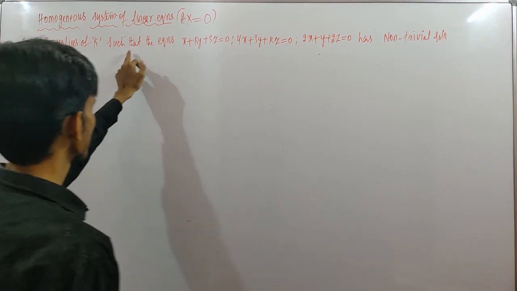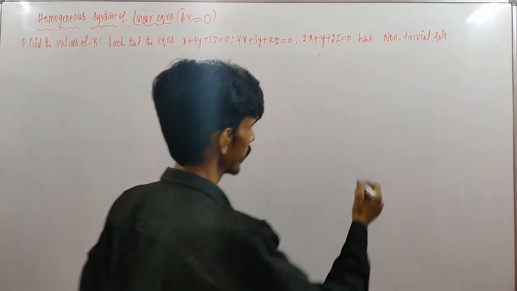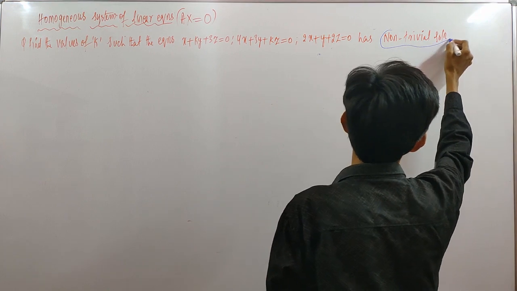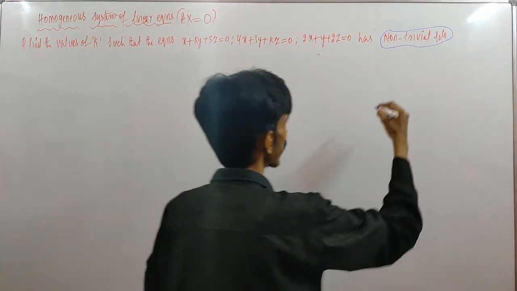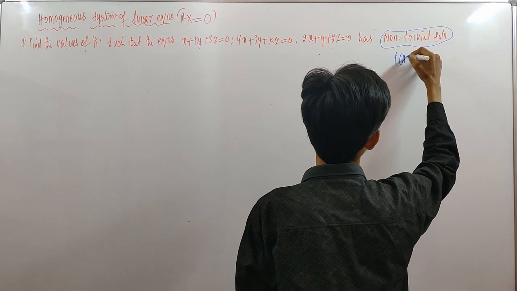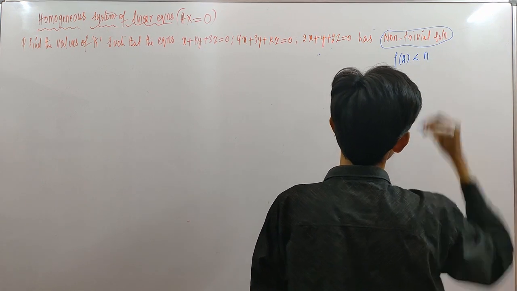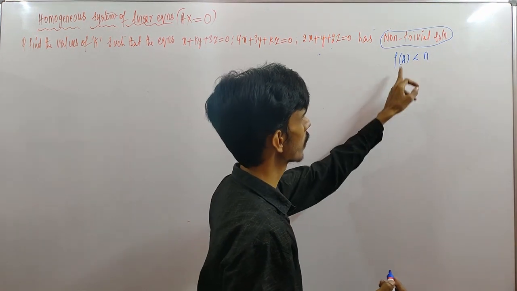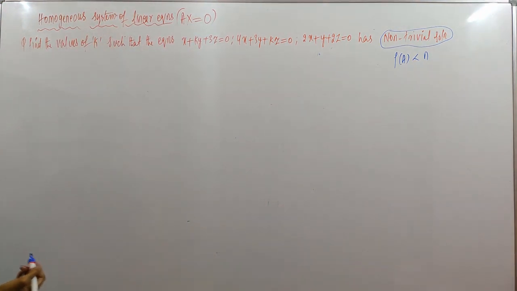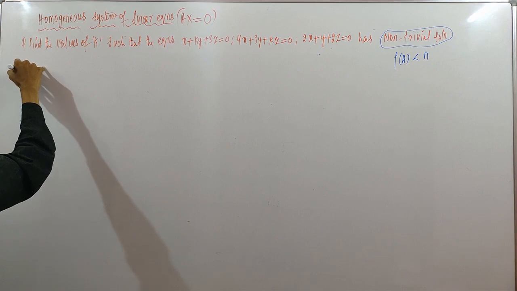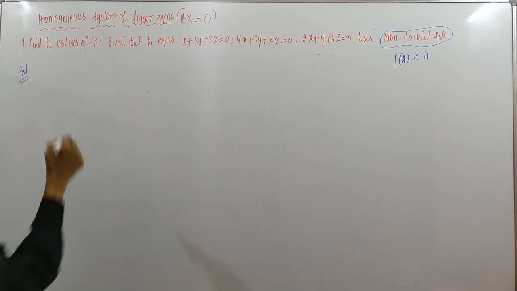Find the values of k such that the equation has a non-trivial solution. Whenever we see a non-trivial solution, it means the rank of A is less than the number of variables. This is the condition for a non-trivial solution. We want the rank of A, so let us solve this.